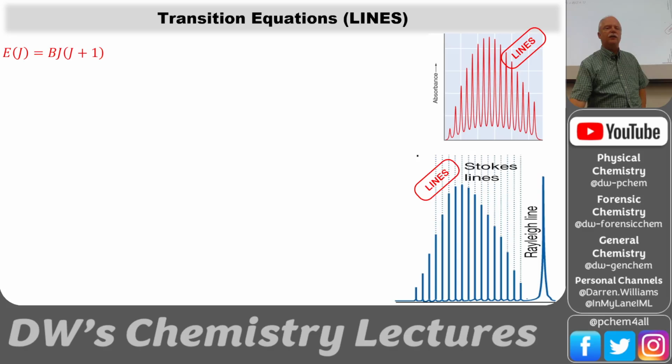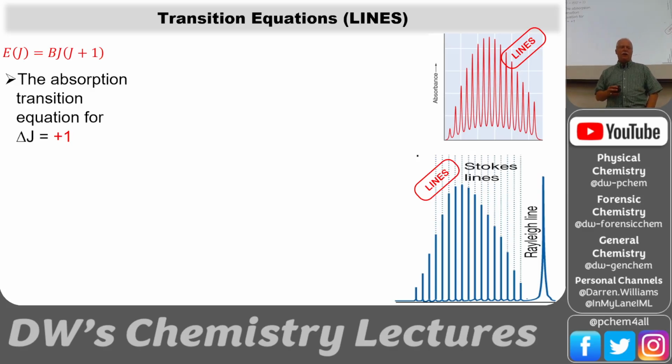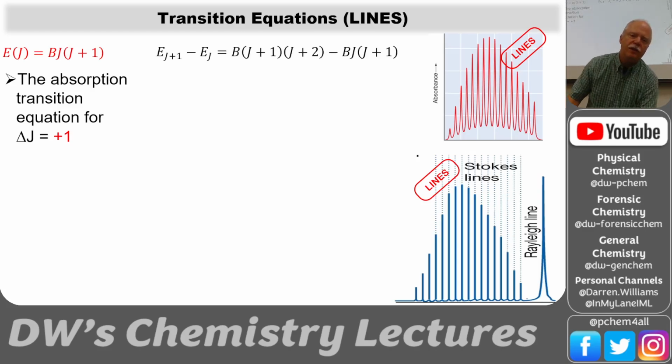So let's do those transition equations. We've talked about the transition equation. Let's just do the algebra for a couple of them. So let's look at just the absorption transition, so delta J plus 1. Here's how we do that transition equation. We set it up this way with E of J plus 1 and subtract E of J. So here's the energy equation. Wherever there's a J, we put a J plus 1.